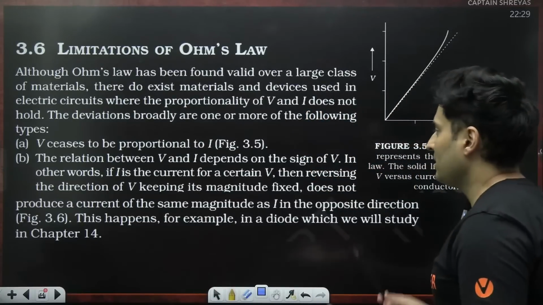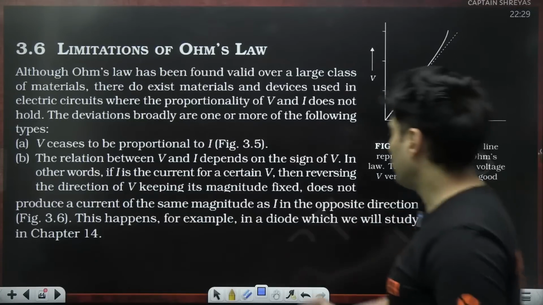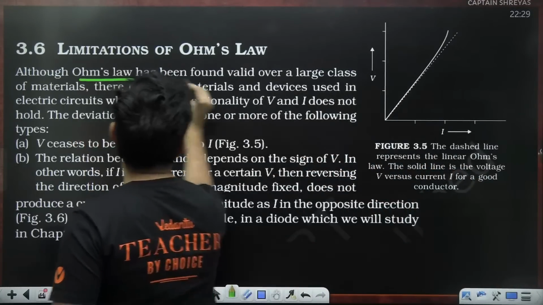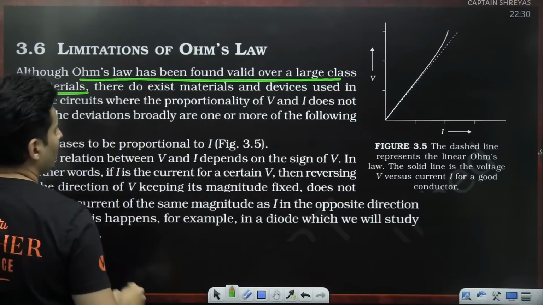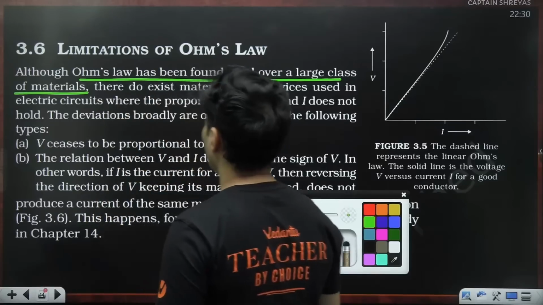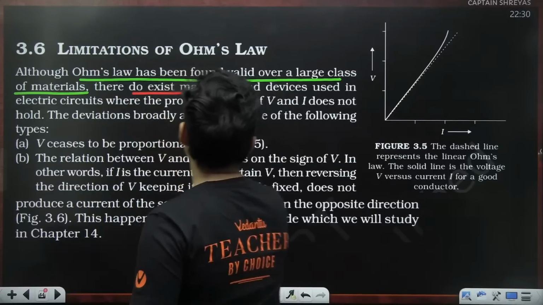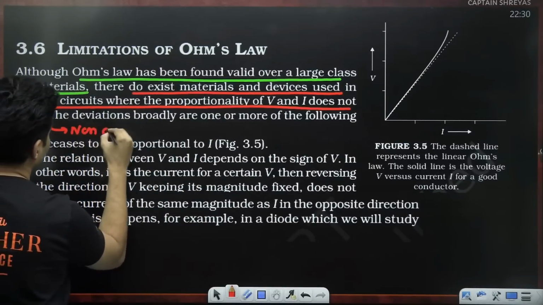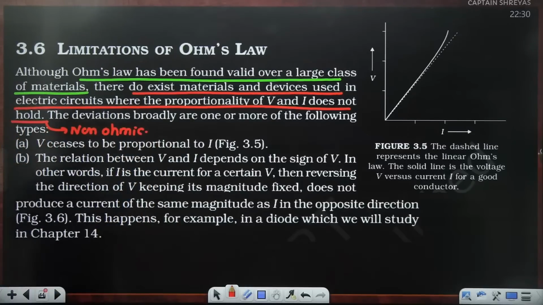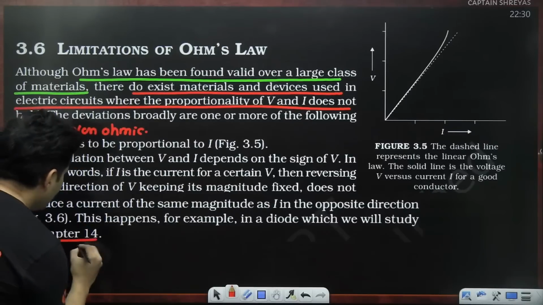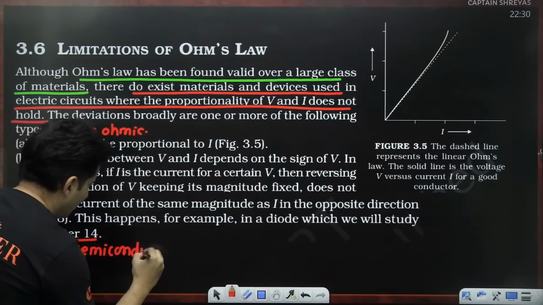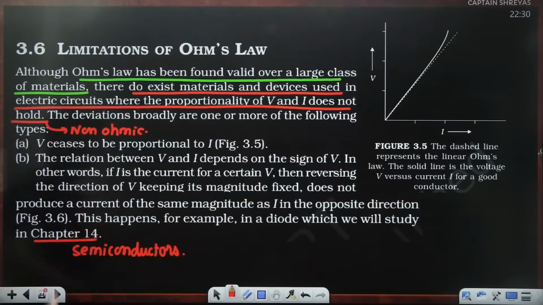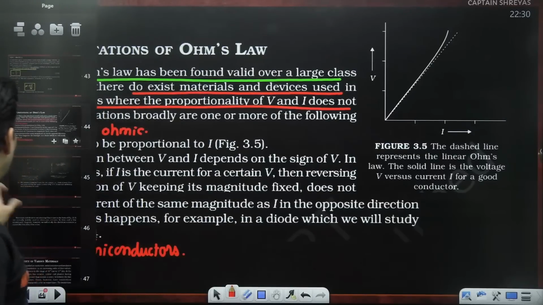In such places, they are said to be non-ohmic devices. So it is very clearly mentioned over here, Ohm's law has been observed to be followed by many materials. There are devices where voltage and current are not proportional to each other. There do exist materials and devices where the proportionality does not hold. They are non-ohmic devices. This happens, for example, in a diode, which you will study in chapter 14. That's basically semiconductors. So semiconductors are a good example of materials where Ohm's law is not obeyed. Something which you should be aware of.